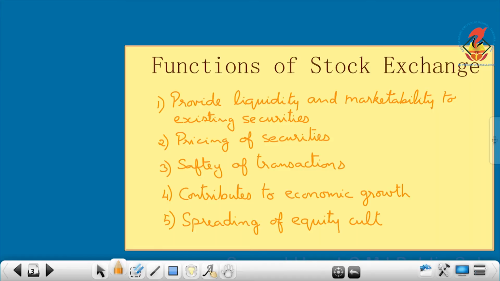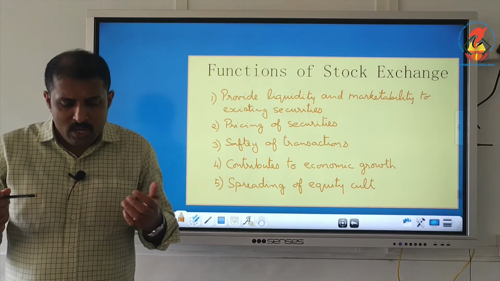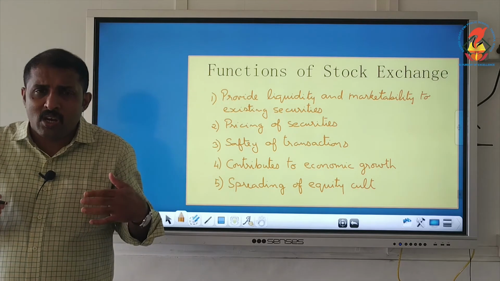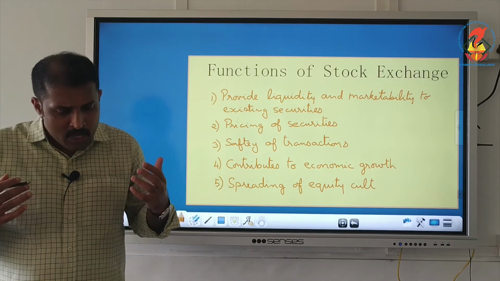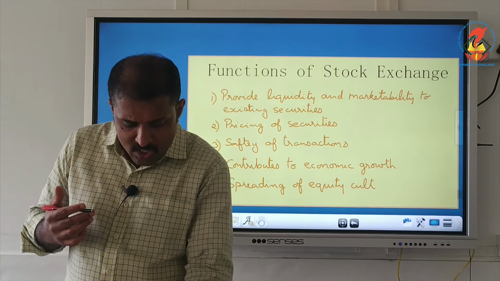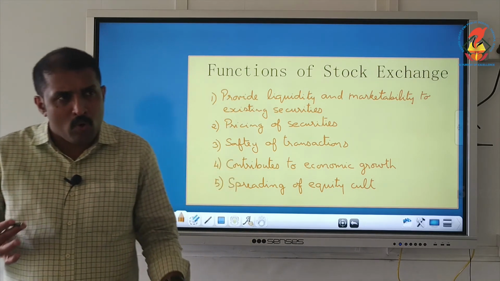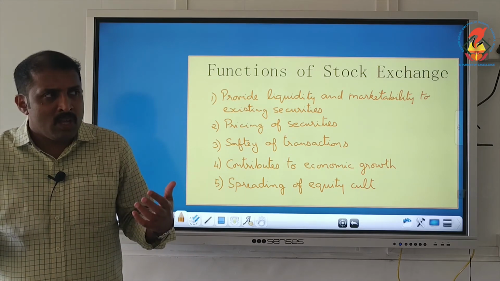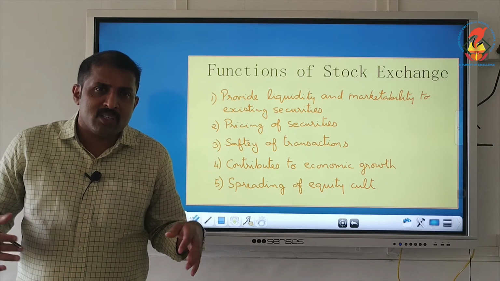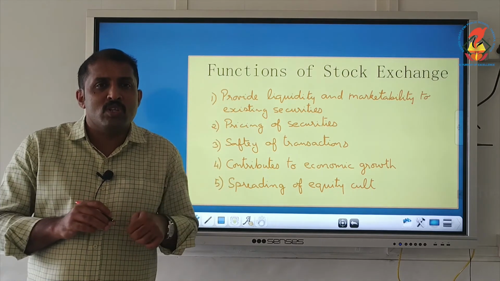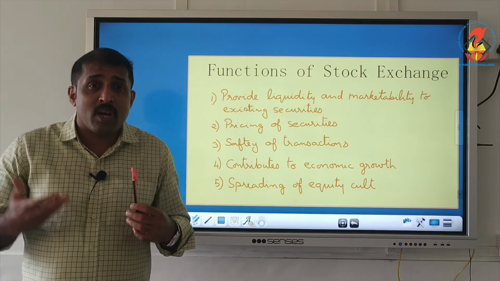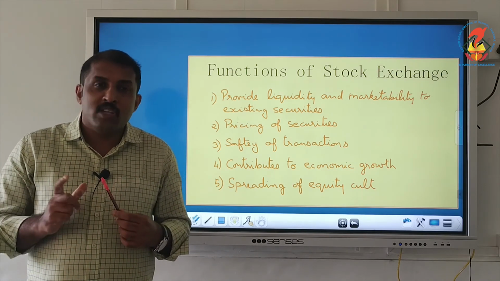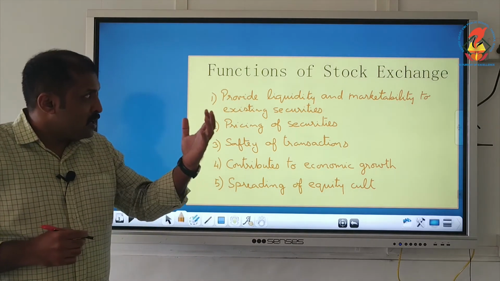And the next one is that it spreads an equity cult. Here they are trying to say that a culture is being created, a culture of savings, a culture of investing. They are providing necessary practice, and informing the customers of the steps to be followed in investment, and through that, general public investors are getting awareness regarding how to invest, where to invest, and in which securities to invest. By providing that education, stock exchange is trying to develop a culture of investment within the minds of people. So that is also another function of stock exchange.